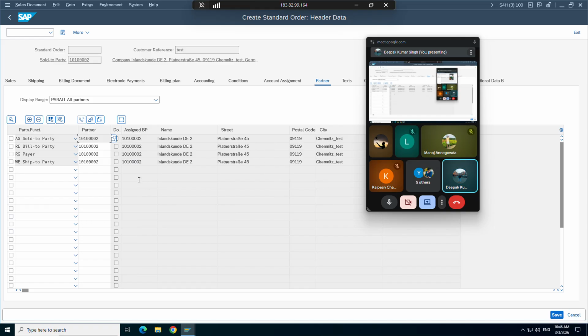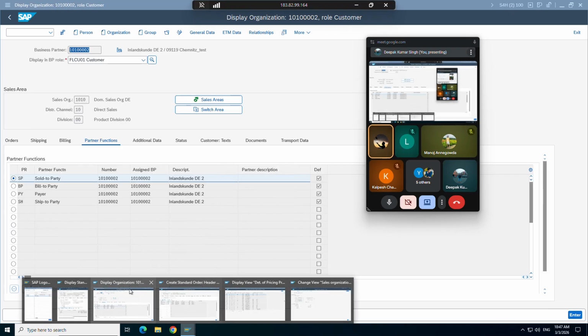You see, one thing: this sold to party is grayed out. You can't change it. But other partner functions I can change. As I said, it's master data, it has been taken from my customer, but I can change it here also if I want to. We'll discuss this one by one, as well, slightly.